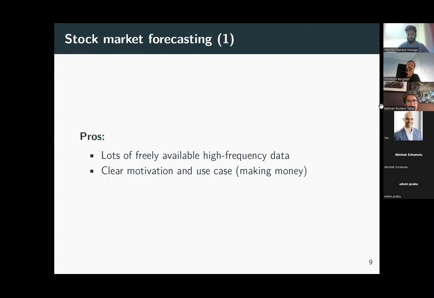Why is that? I mean, there are some obvious pros to forecasting the stock market. You have heaps of freely available high frequency data. You have a very clear motivation and a use case, which is you want to make money. So I think that's why a lot of academics, machine learning academics wanting to write papers about forecasting, are drawn to stock market forecasting, because they just have the data available anywhere and it's an obvious use case.